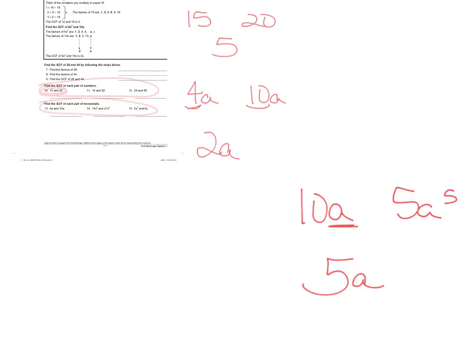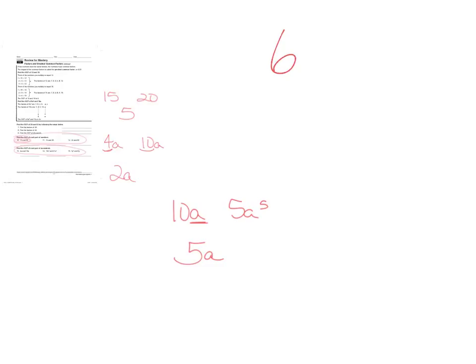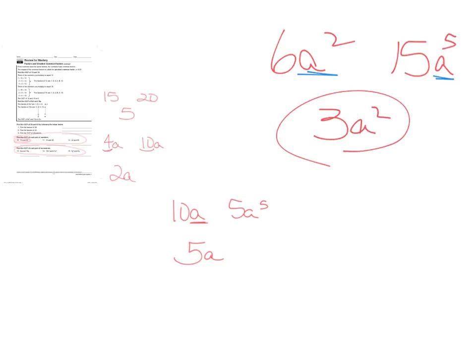Do you have to show work for that? No. What would be like a problem where the variable would have an exponent? All right, let's say we had 6a squared and 15a to the fifth. What would be my greatest common factor first between 6 and 15? 3. And then of my a's, which one's lower? The 2, so the a squared. So that's your answer. The lowest one would just be the variable.